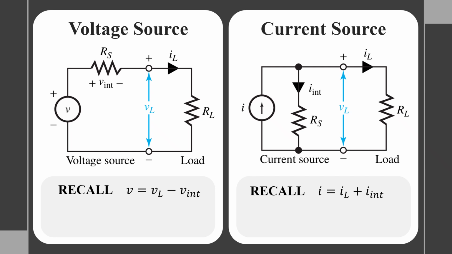A problem related to power transfer is that of source loading. The wire diagram on the left represents a practical voltage source, which is an ideal voltage source along with the internal source resistance, and that's connected to the load resistance all in series.